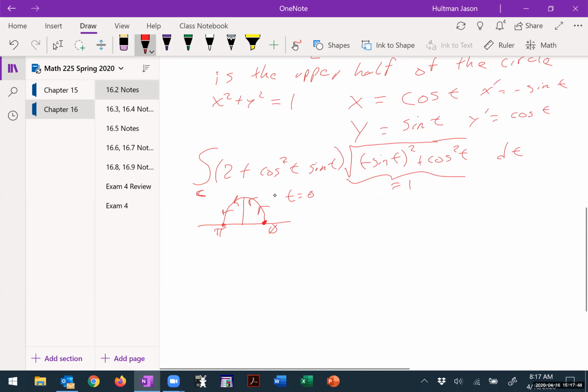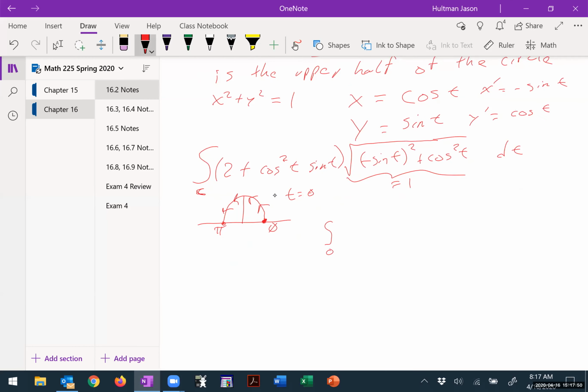Well, yeah, we would. So 0 to pi of 2 plus cosine squared t sine t dt. Where did the square root go? Again, that's the square root of 1. It's a really nice problem, and it just goes away. It just gets multiplied out.